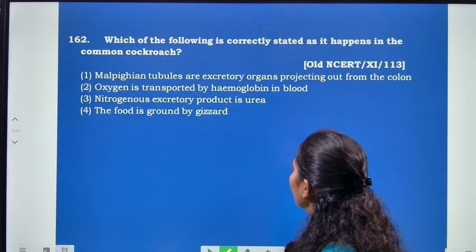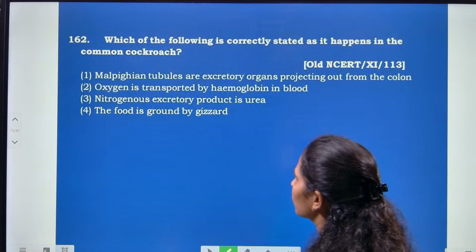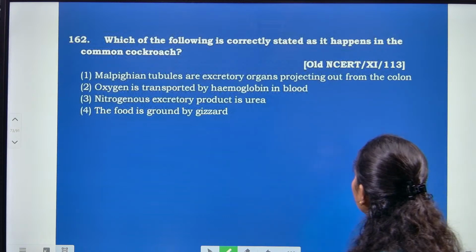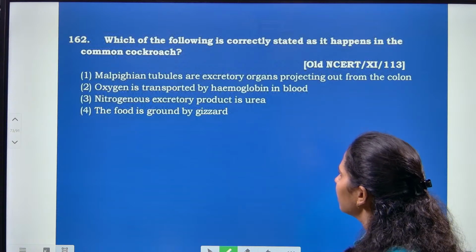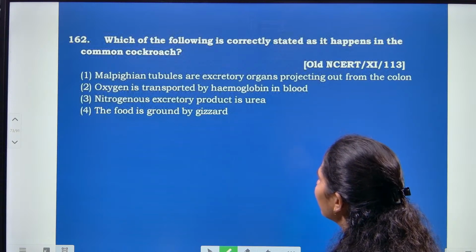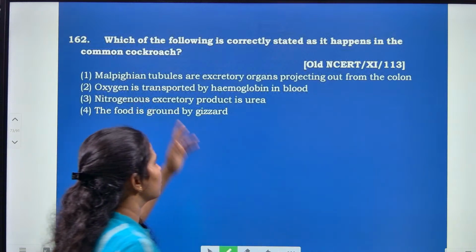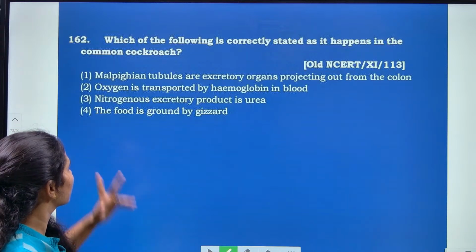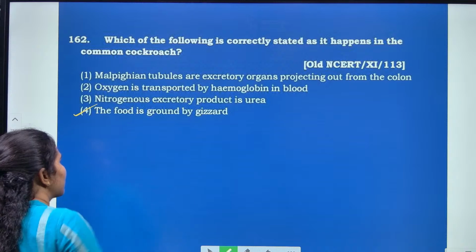Which of the following is correctly stated as it happens in the common cockroach? Malpighian tubules are excretory organs projecting out from the colon. Oxygen is transported by hemoglobin in blood. Nitrogenous excretory product is urea. The food is ground by the gizzard. The correct statement is that the food is ground by the gizzard.